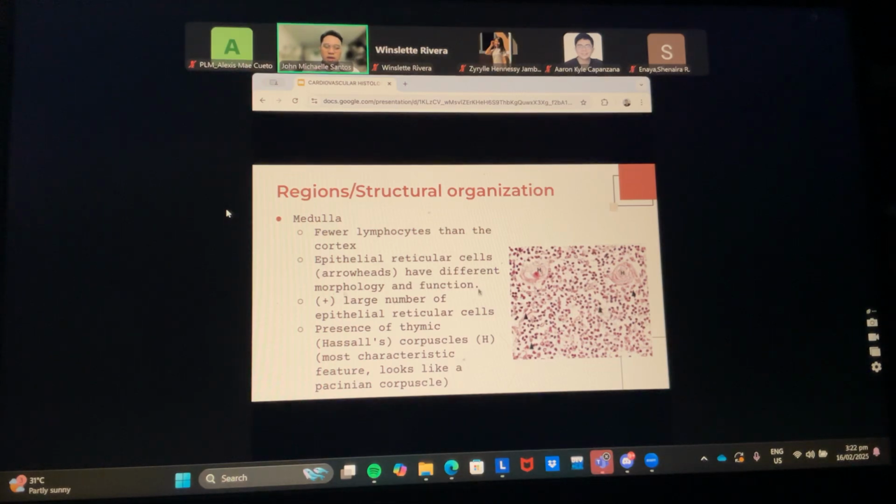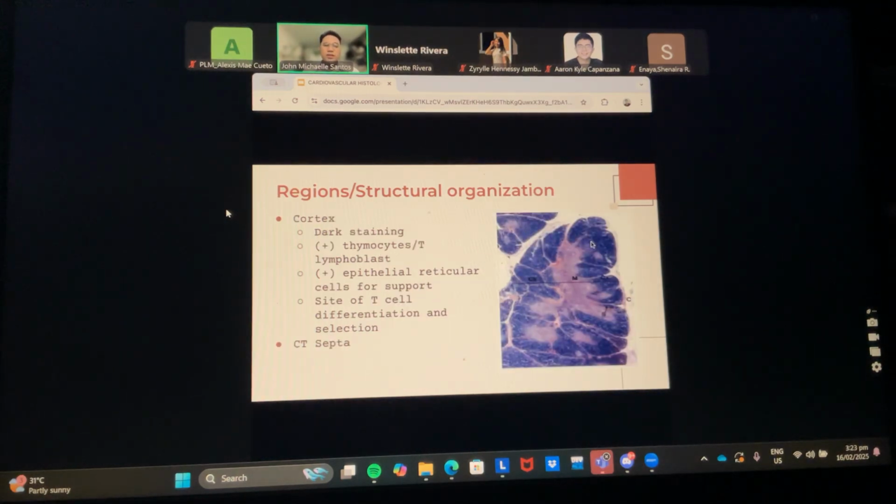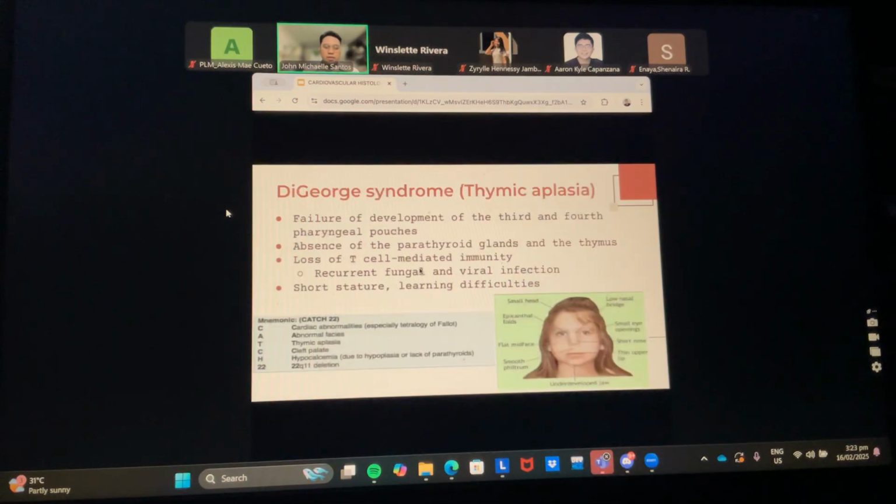Ito, itong mga naka-arrow. So ang isa sa mga palatandaan mo kapag nasa medulla ka are your letter H. Ano yung mga letter H na yan? These are your Hassall's corpuscles. Okay? So kamukha nila yung mga Pacinian corpuscles sa skin. Sa cortex naman, it is dark staining because of your lymphocytes, and then they also have epithelial reticular cells for support. So one medical importance of your thymus is your DiGeorge syndrome.